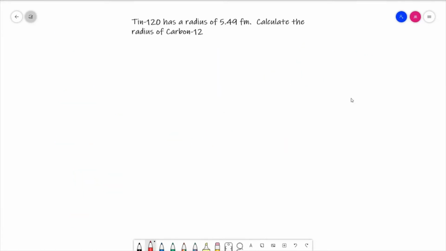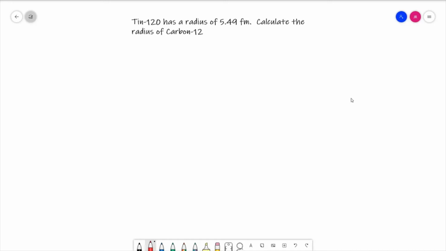So here is your question for today. Tin-120 has a radius of 5.49 femtometers. Calculate the radius of carbon-12. Have a go at that as usual, pause the video and come back once you've got an answer.